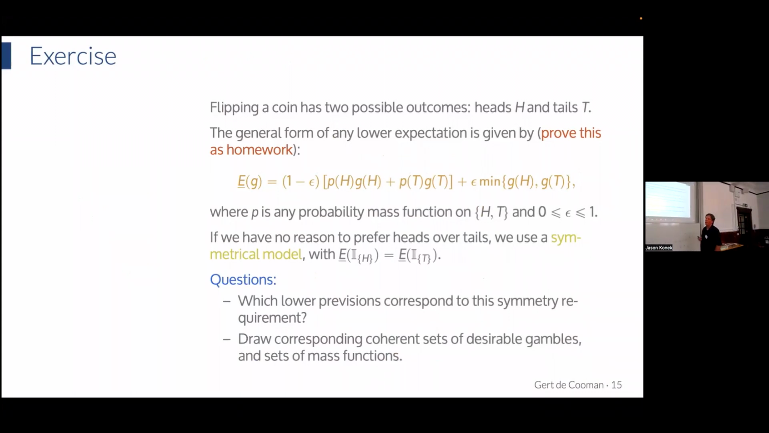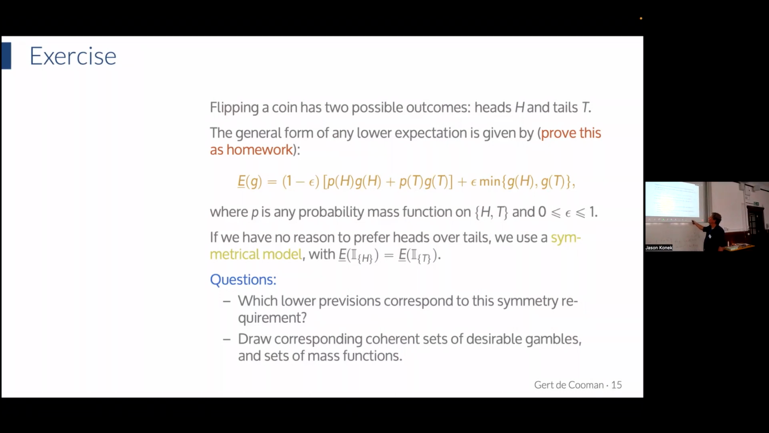It's a very easy question. Looking at a two-dimensional model, so heads and tails only, flipping a coin. You can prove in general that any lower expectation for these two outcomes, heads and tails, is of this form. So you have a precise mass function P on the one hand: probability of heads, probability of tails. This P is a mass function, so the sum of P of heads and P of tails is 1.